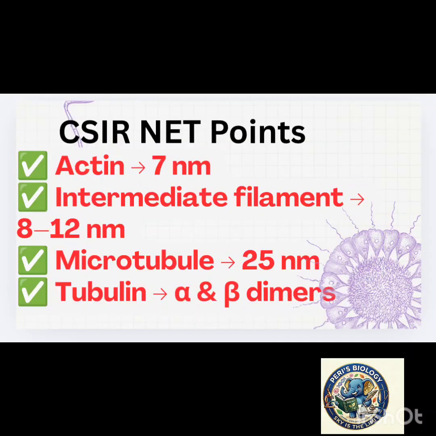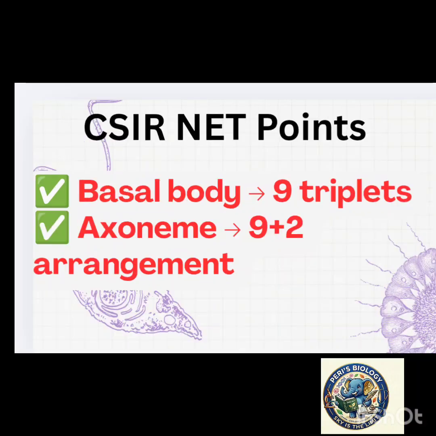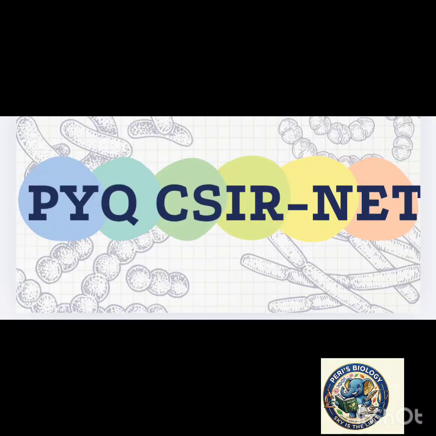Microfilament is made up of actin of 7 nanometer diameter. Intermediate filament is of 8 to 12 nanometer. Microtubules is of 25 nanometer. And microtubules is made up of alpha and beta tubulin. And basal body has 9 triplets, 9 into 3 pattern. And axoneme has 9 plus 2 arrangement. Let's see previous year questions on this topic.